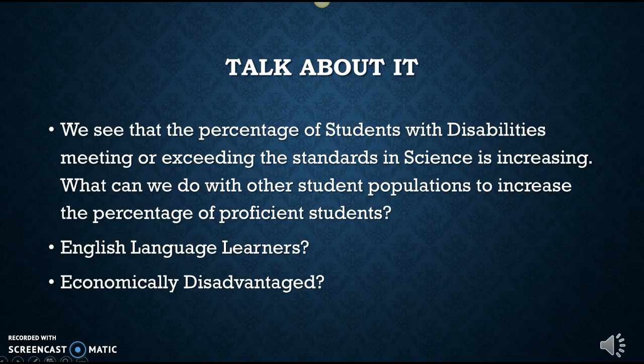So now that we can see what's happening at Big Shanty Intermediate, we have the data, we've drilled down the data, we can see what's going on. We can see that the percentage of students with disabilities meeting or exceeding the standards in science is increasing. So what can we do in other student populations to increase the percentage of proficient learners and students? What can we do for the English language learners to increase their scores? What can we do for the economically disadvantaged that will help them? So these are conversations that we need to have at Big Shanty to see how we can improve the scores and use the data as a starting point.